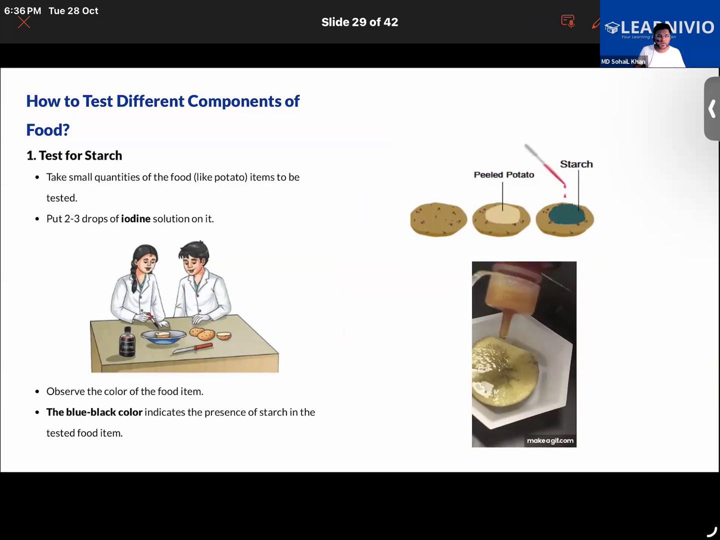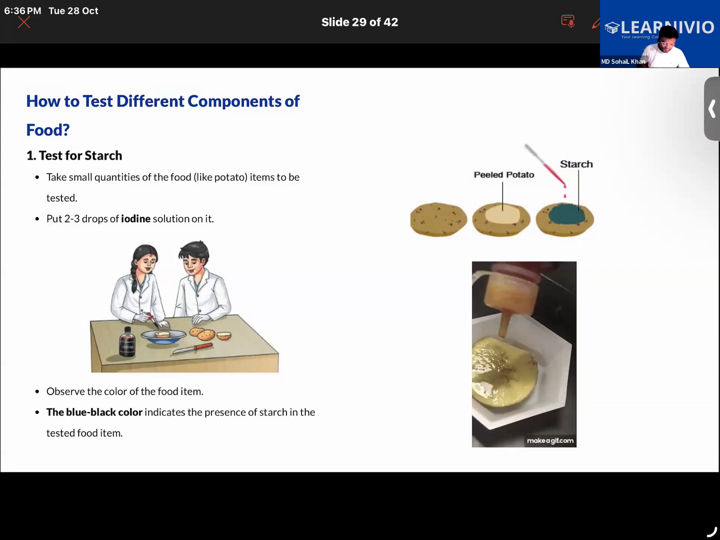So we'll be learning how we check for the presence of starch in the food, how we check whether protein is present in the food or not, and how we get to know whether fat is found in the food or not. Getting it now?